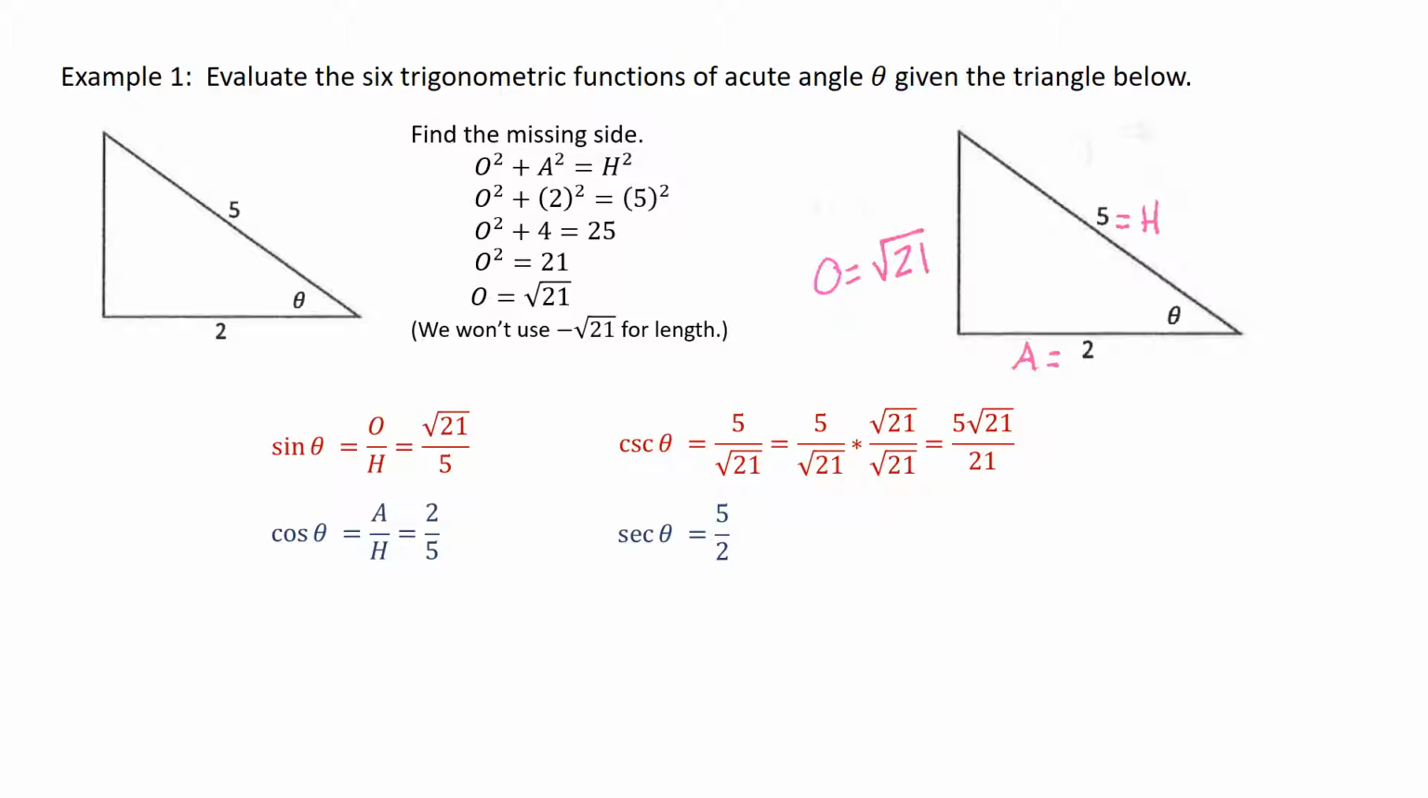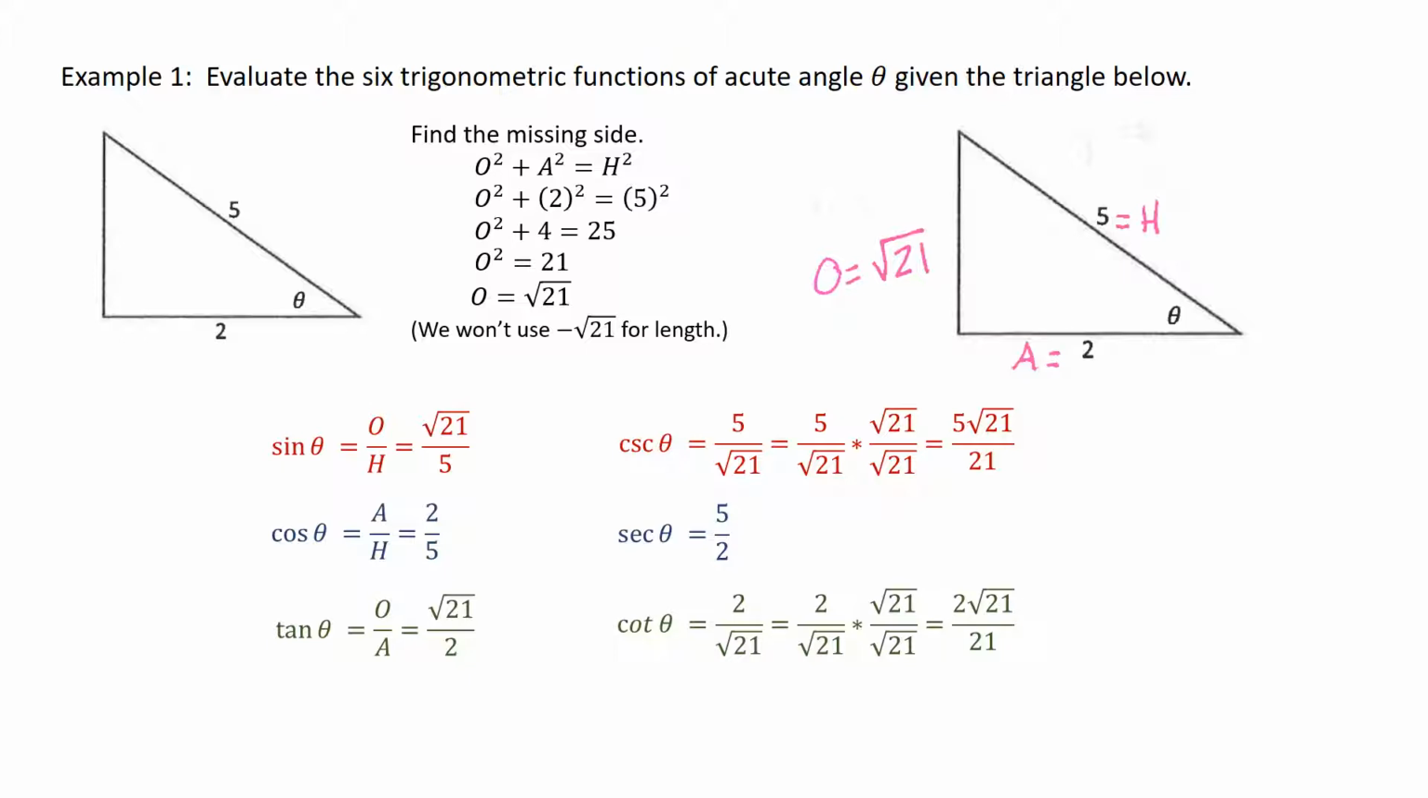TOA gives us the formula for tangent. Tangent theta is opposite over adjacent. The opposite side in this triangle is root 21. The adjacent is 2. So root 21 over 2 is tangent theta.